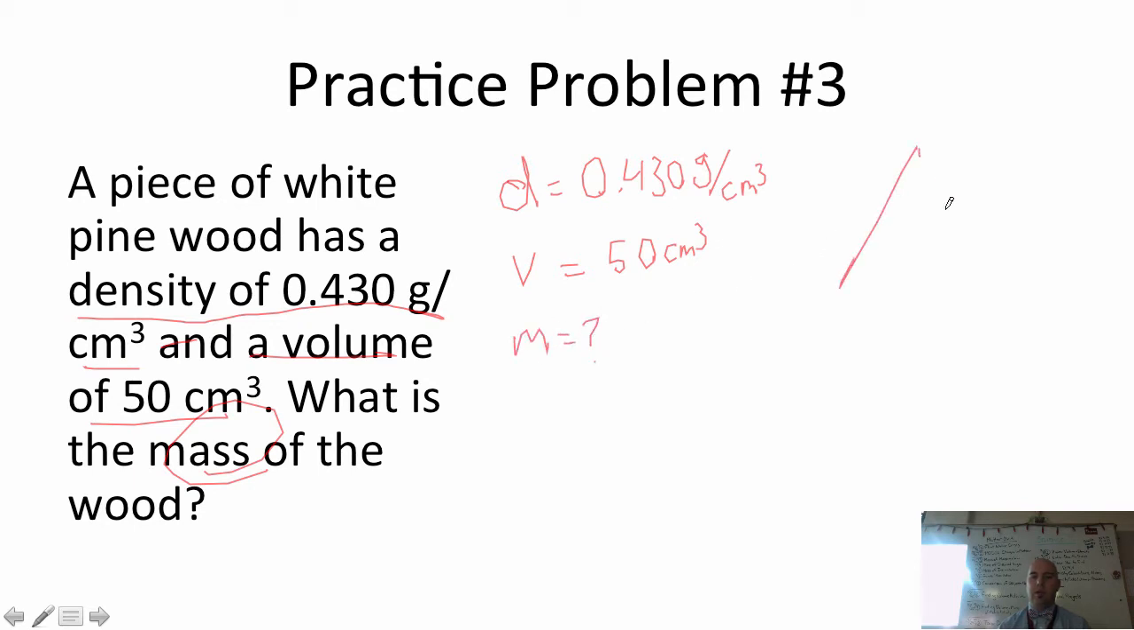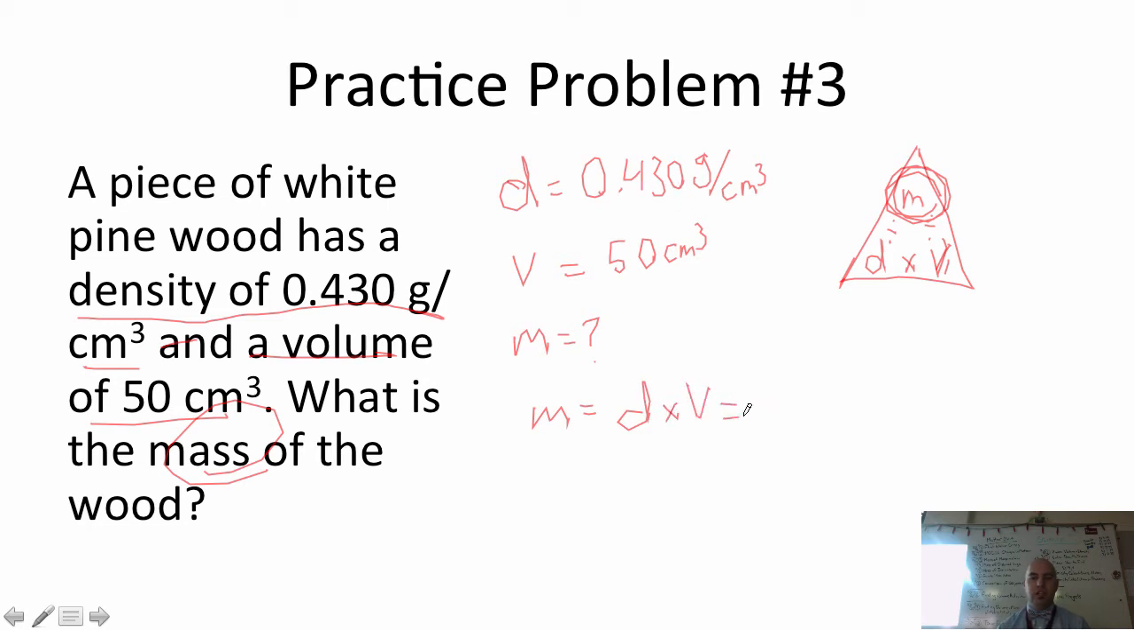So if I set up my triangle again, and because you guys already have this written down, it'll be okay. So density is over here. What's over here? Volume. Mass. We've got times and divide. So this time we're trying to find mass. So mass equals what according to our triangle? Density times volume. Good old density times volume.